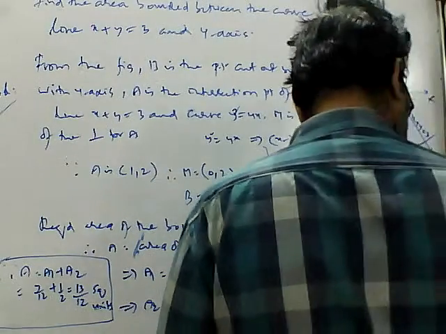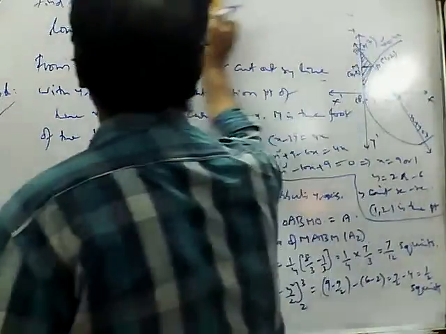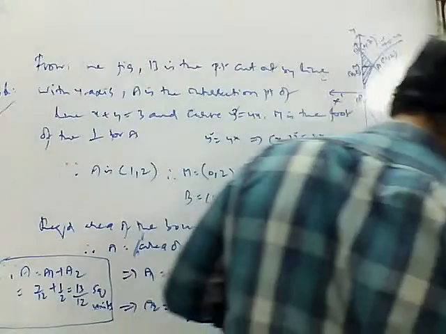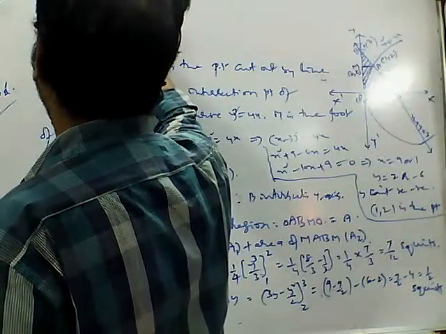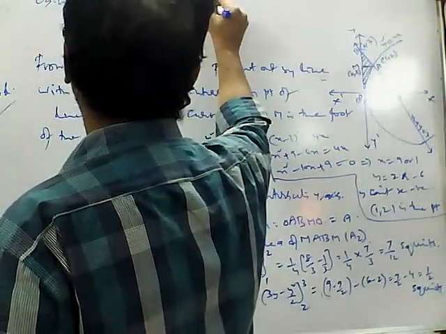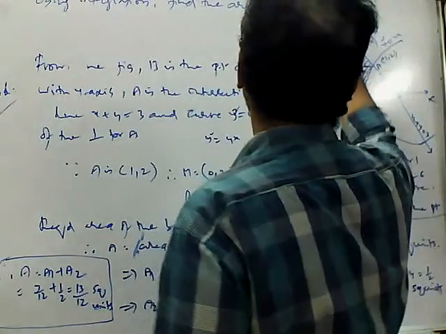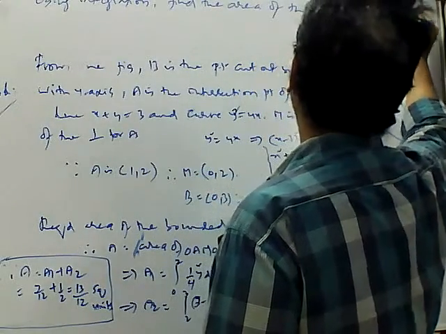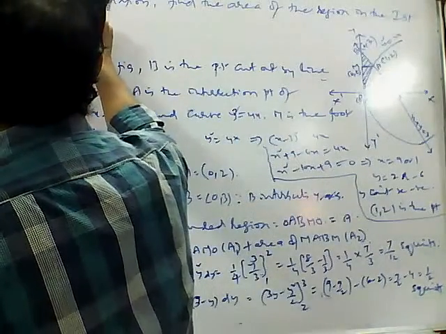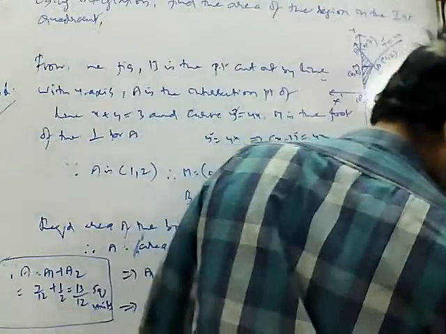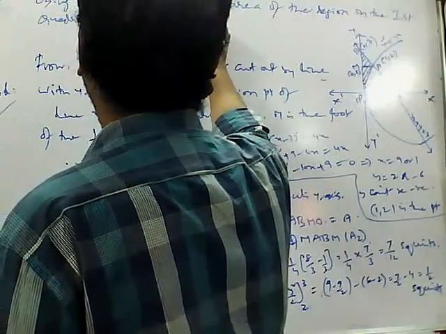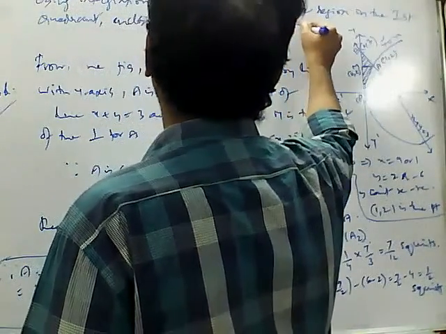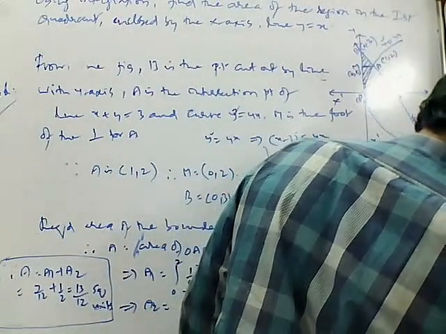Okay, now we'll continue. One more question. Using integration, find the area of the region in the first quadrant enclosed by the x-axis, the line y is equal to x, and the circle x square plus y square is equal to 18.